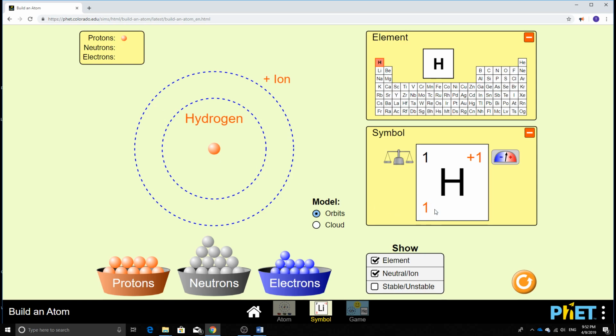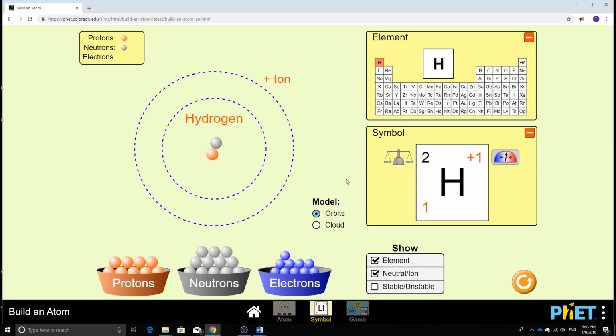The number on the bottom left-hand corner is your atomic number, which means the number of protons. Now the number up here is going to represent your atomic mass number, and I think you know what this means. Yep, this is your net charge. Okay, so I'm going to pick up a neutron. What do you think might happen if I drop this in my nucleus here?